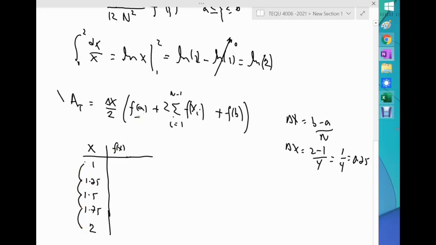For example, we need f of a, but f of a would be 1 over 1, because remember that f of x is 1 over x. So the second one will be 1 over 1.25, the next one will be 1 over 1.5, and the other one 1 over 1.75, and the last one 1 over 2. We can evaluate nearby to have those values.